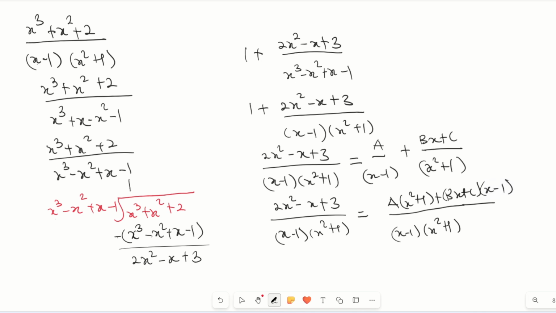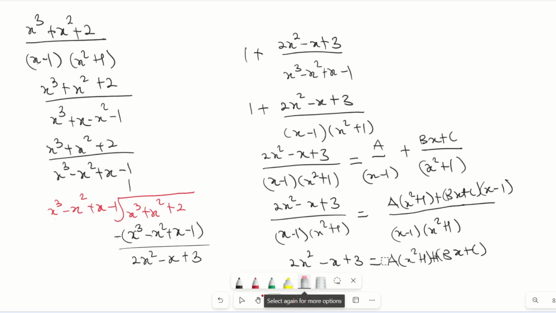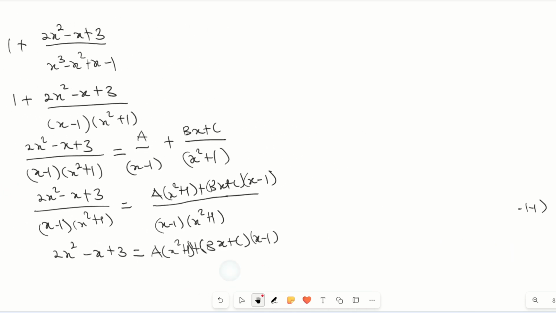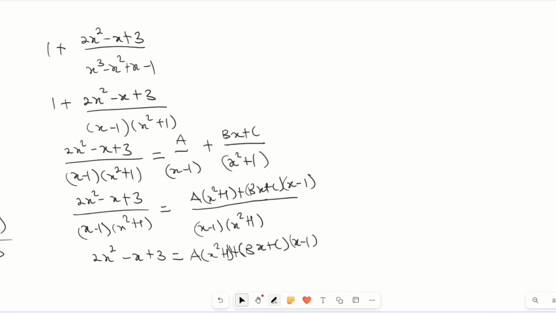So we have the denominators to be the same. So we equate the numerators, which is 2x squared minus x plus 3 is equal to A multiplying the expression x squared plus 1, plus (Bx plus C) multiplying the expression x minus 1. Very good. So now that we have this, we can go by taking the factor x minus 1.